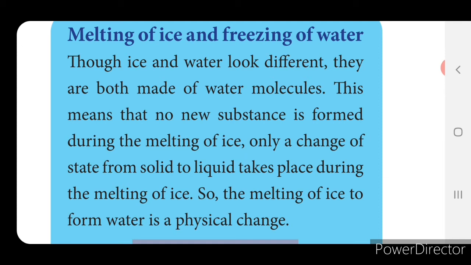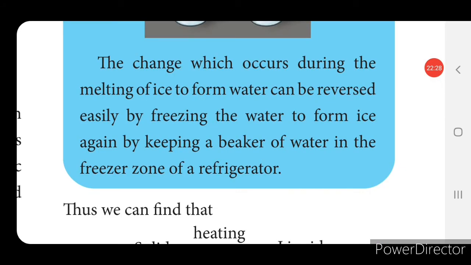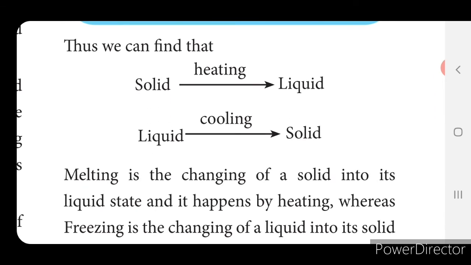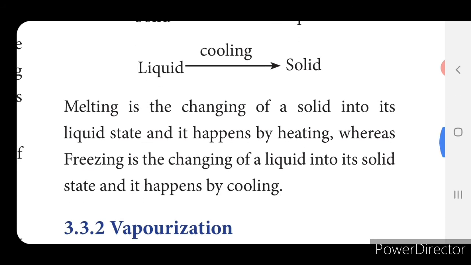Now it's understood, children. Physical change means only the state can change, color can change, volume can increase or decrease, but there will not be any new substances formed. The change which occurs during the melting of ice to form water can be reversed easily by freezing the water to form ice again, by keeping a beaker of water in the freezer zone of a refrigerator. Thus we can find that a solid on heating is converted into a liquid, and a liquid on cooling is converted into a solid.